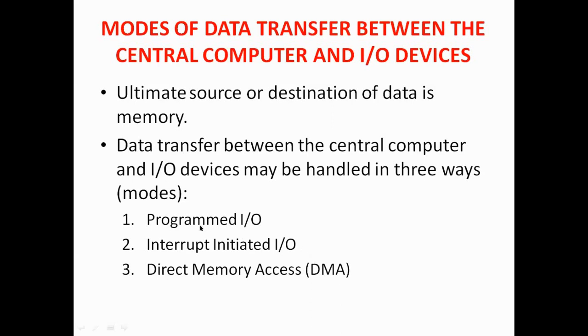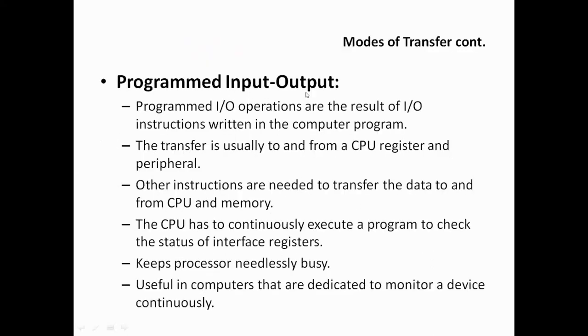So, the first we will take is programmed input output. As the name tells us, it means an input output transfer where there is a program involved. So that means there will be a program which will be run, which will be run by whom? Obviously the CPU. The CPU will run a program to transfer data between the computer and IO device.